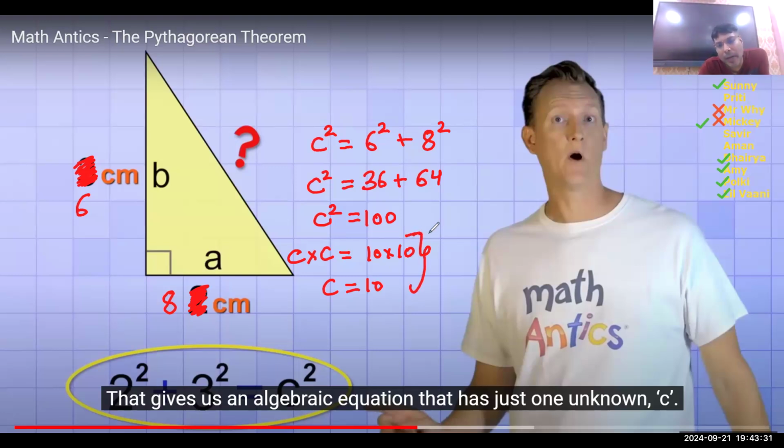Now there is one more way to write this. Because C square is equal to 100, so C will be equal to square root of 100. This sign is the square root, and its meaning is a number multiplied by itself will give you 100. So C will be equal to 10.